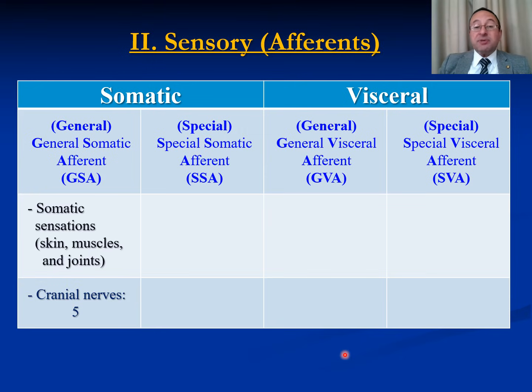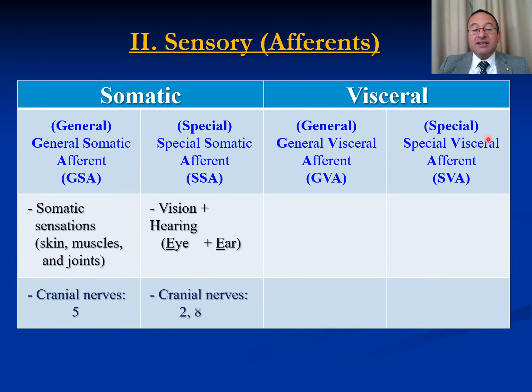What about special somatic afferents? It carries two types of sensations, which are vision and hearing. So, from the eye and the ear; always remember both of them start with the letter E. So, it is present in cranial nerves number 2 and 8.